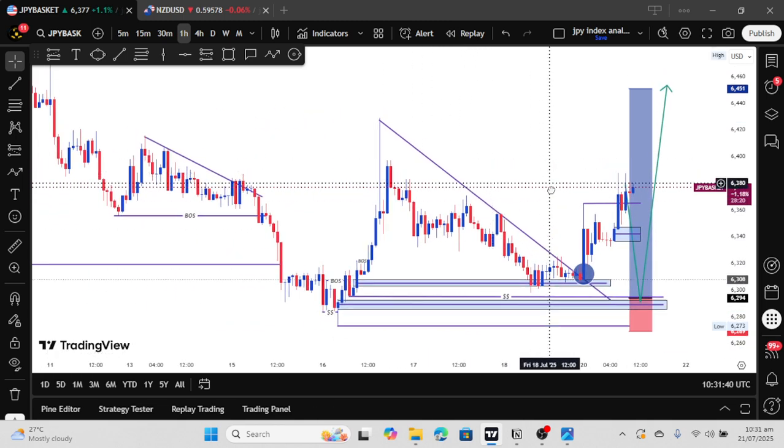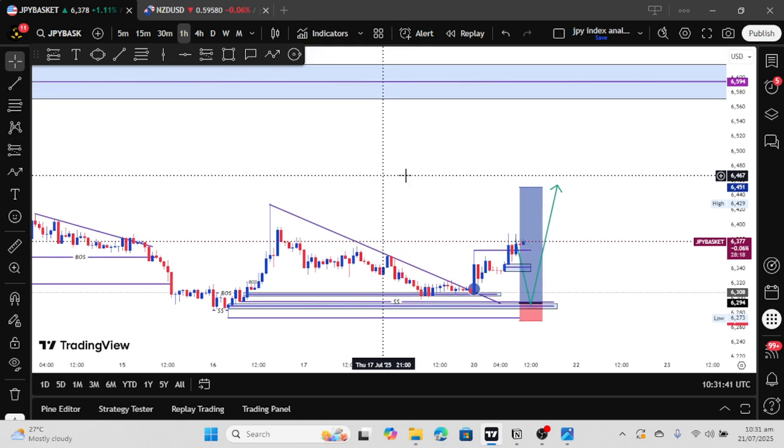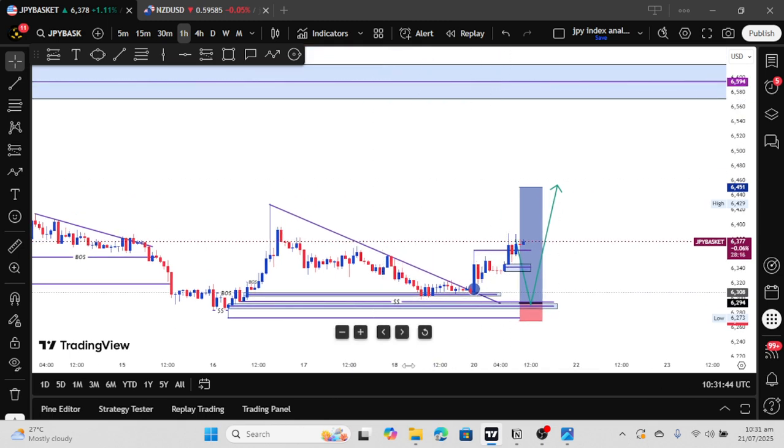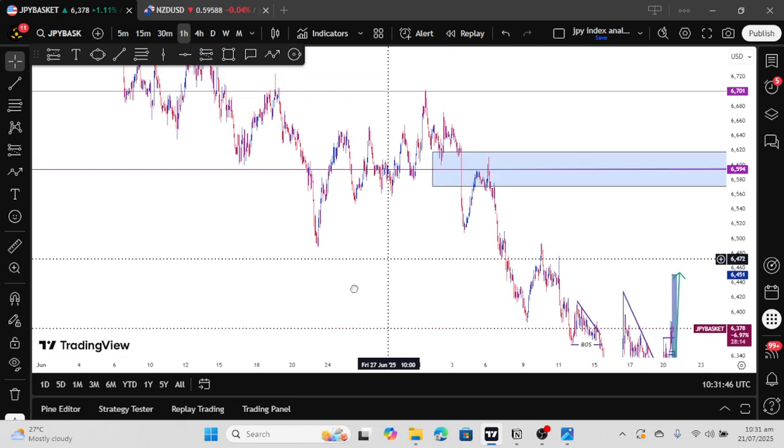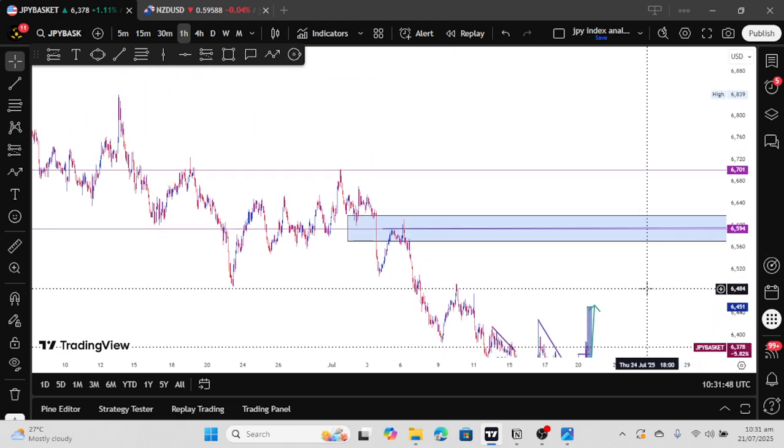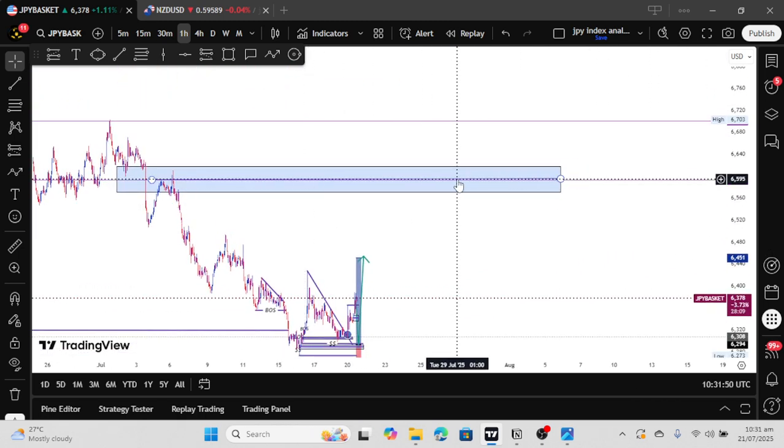Once we are buying here, we are selling on the GBP JPY. So we are buying to this particular zone, this neckline. This is the neckline. I'm on the 1 hour time frame. So this is the neckline point. We are buying to this neckline point.